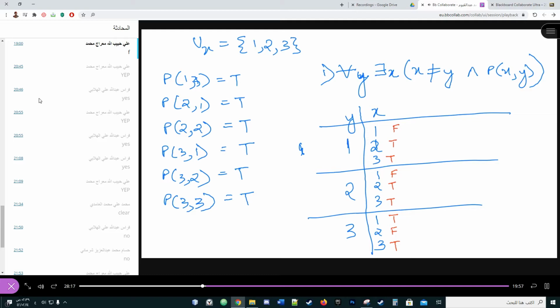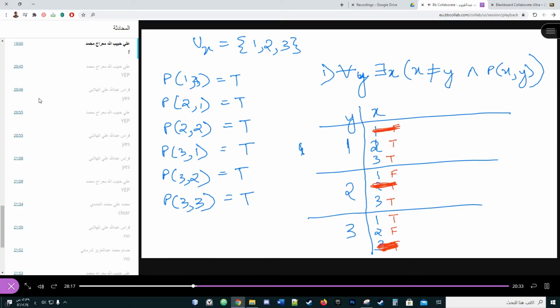For all y, that means in the first row, in the second row, and in the third row, I should have at least one x where x is not equal to y. So let's eliminate x equal to y. This is x equal to y, we should not consider. Only we consider cases when x is not equal to y, and P of x comma y is true.